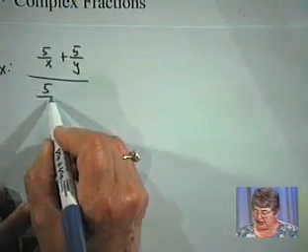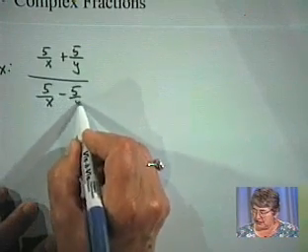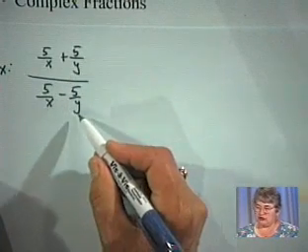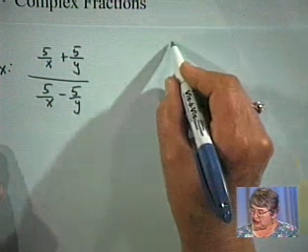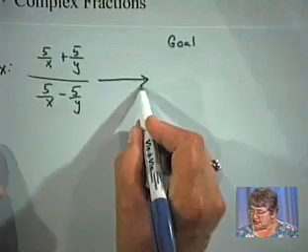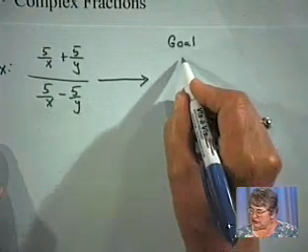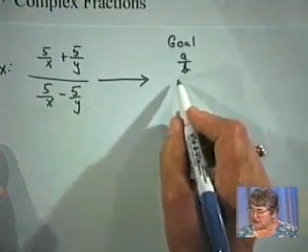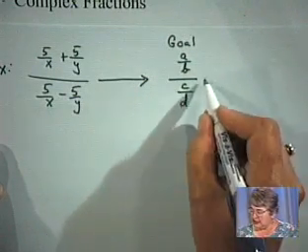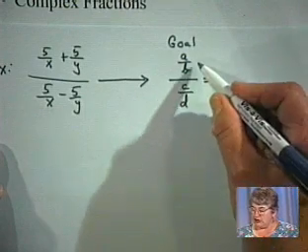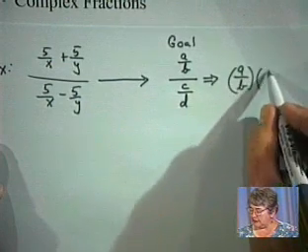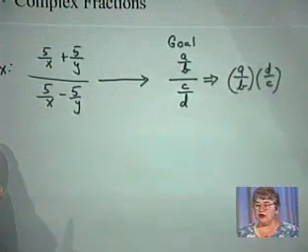5 over x minus 5 over y. So it's complex because in this particular case we have two rational expressions in the numerator, two rational expressions in the denominator. The goal is to try to change this expression into one rational expression in the numerator and another rational expression in the denominator, so that we can say we have one rational expression divided by another one, and so we can invert and multiply and then simplify. So that's the goal.